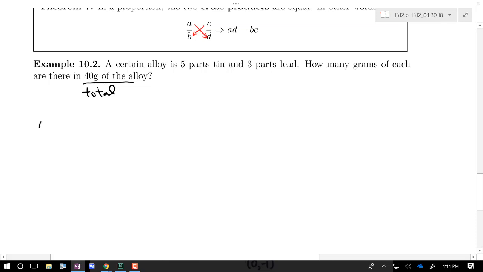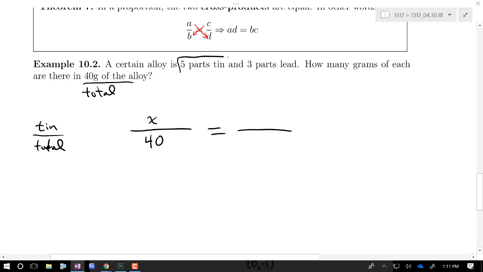So we're going to set up our proportions in this form. So the amount of tin versus the total amount. So when we set up our proportion, which, by the way, we know is going to look like that, right? One fraction equal to another. Let's say we put the tin on top and the total on the bottom. Then I know in one of these, I'm going to put 40 because that's the total amount of the alloy, and some unknown amount of tin up there.